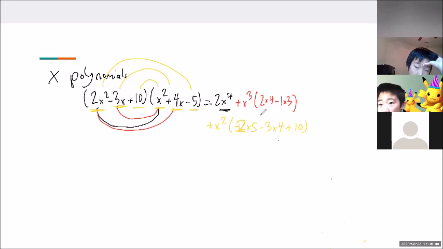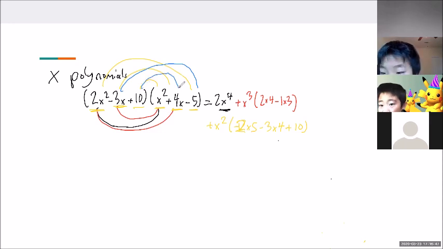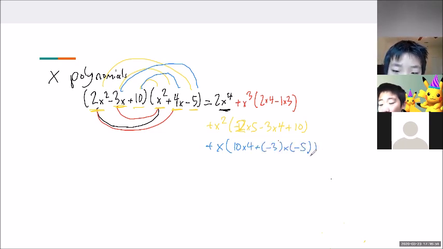And then we continue with that. So then it will just be minus 3x times minus 5 plus 10 times 4x. So plus x times 10 times 4 plus minus 3 times minus 5. And then finally would just be the constant term, which is minus 5 times 10. So that's how to multiply polynomials.